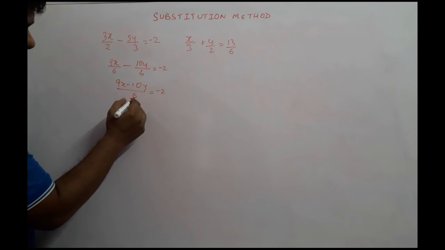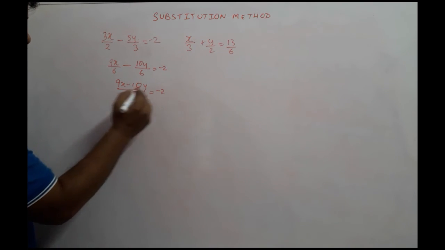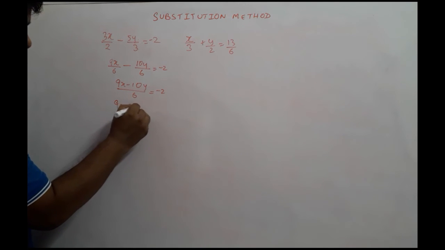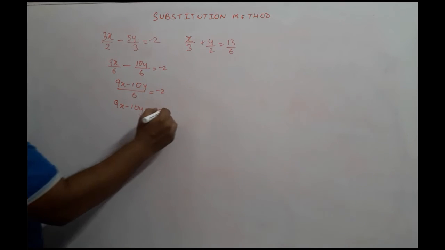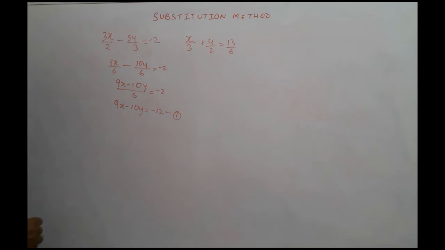And now 6, which is divided, we can take on the other side, it gets multiplied. So we get 9x minus 10y equal to minus 12. Okay, so let this be our equation 1.